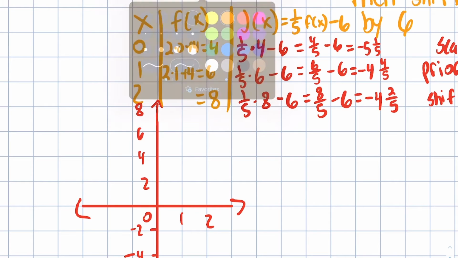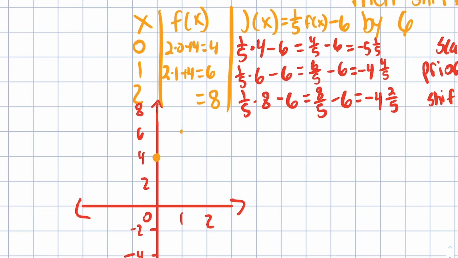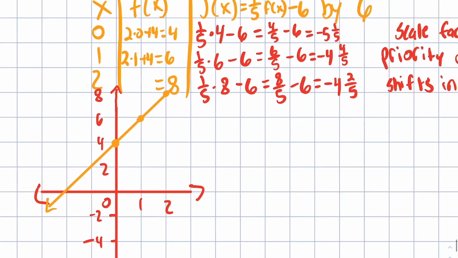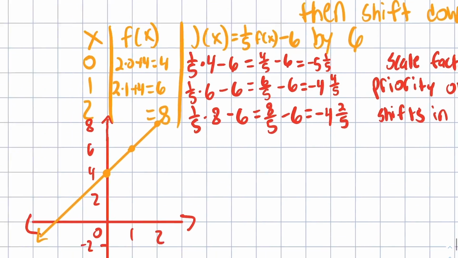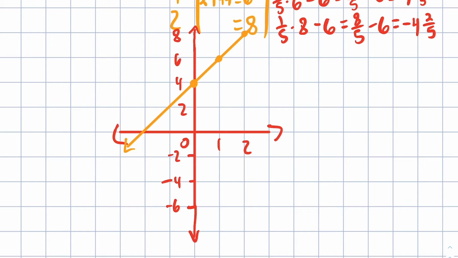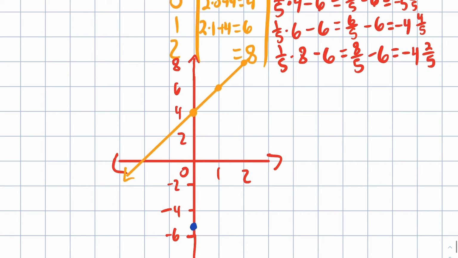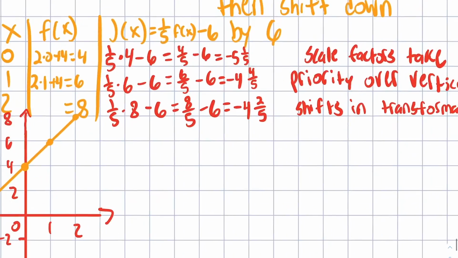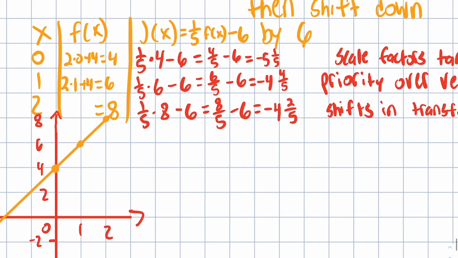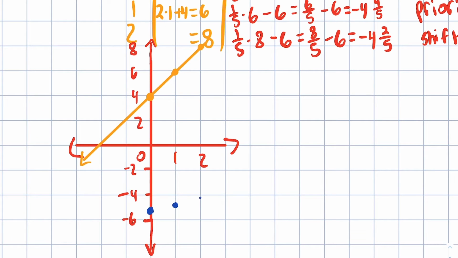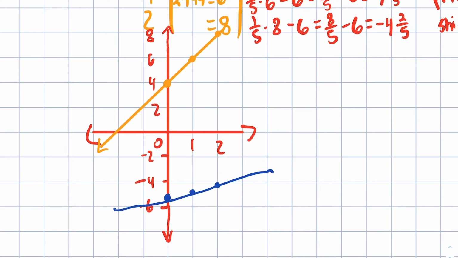I use orange for f: 0, 4, 1, 6, 2, 8. This was our original line. Then, since the whole graph is red, I'll use blue for j of x. We have 0 with negative 5 and 1/5, like around there. 1 with negative 4 and 4/5. And 2 with negative 4 and 2/5. There we go. Now it's going through all 3 dots.